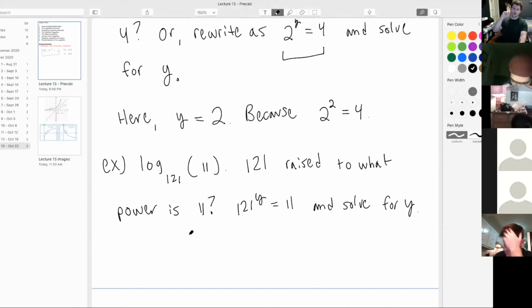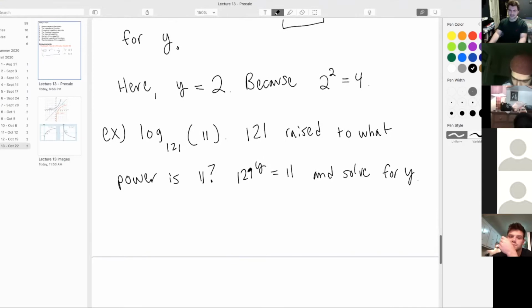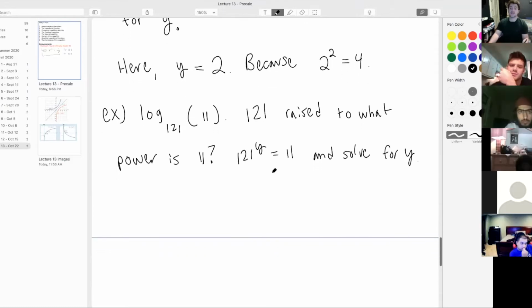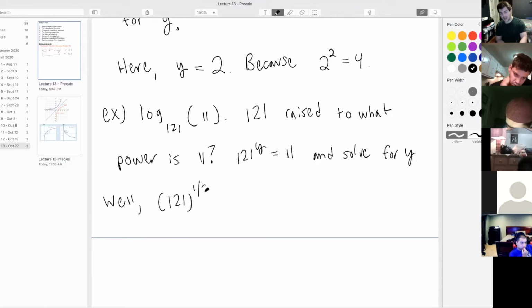Any ideas here? What do I need to raise 121 to get a smaller number? It would be the square root, 1/2. Yes, fractions are totally allowed. Excellent. So y is 1/2. 121 to the 1/2, which is exactly the same as the square root, will give you 11. Excellent. So the answer is 1/2.